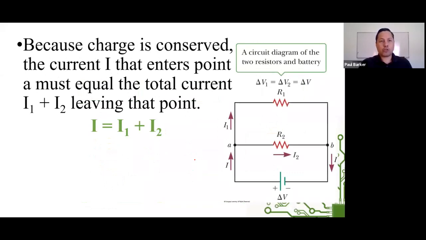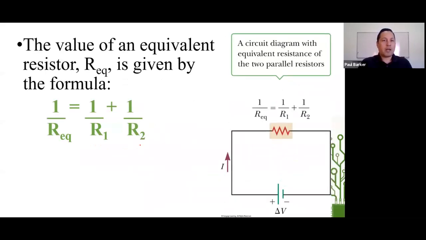Because charge is conserved, the current I that enters point A, where the junction is, must equal the total current. So if we add up current I1 and current I2, that will equal our initial current that went into the junction, as you see in the formula here. Now, the value of an equivalent resistor, Req, is given by the following formula: the inverse of Req, the equivalent resistor, is equal to the inverse of resistor number 1 plus the inverse of resistor number 2.